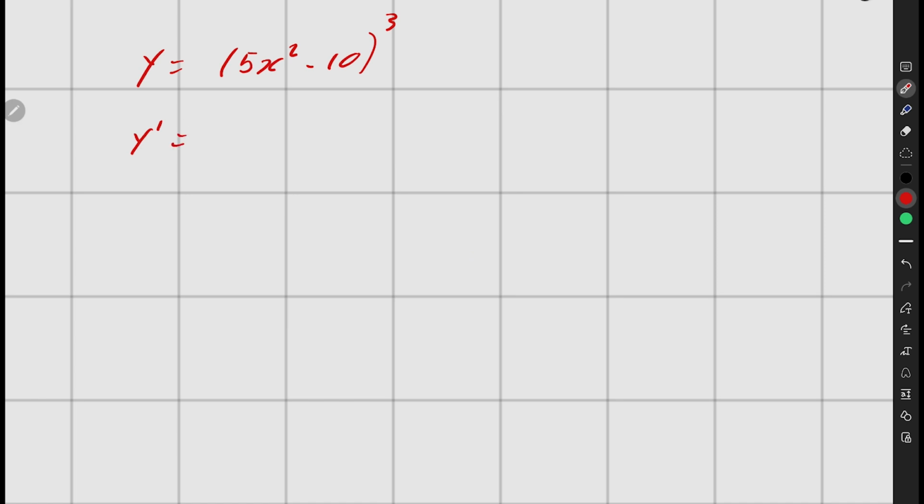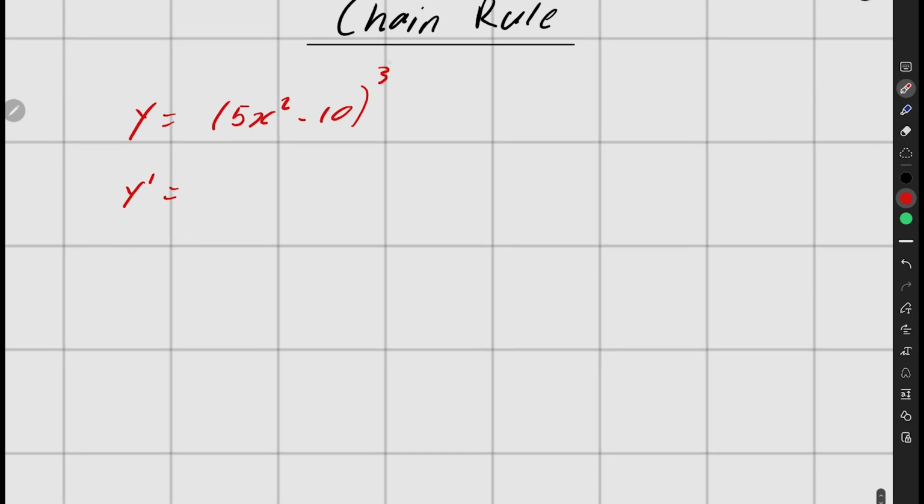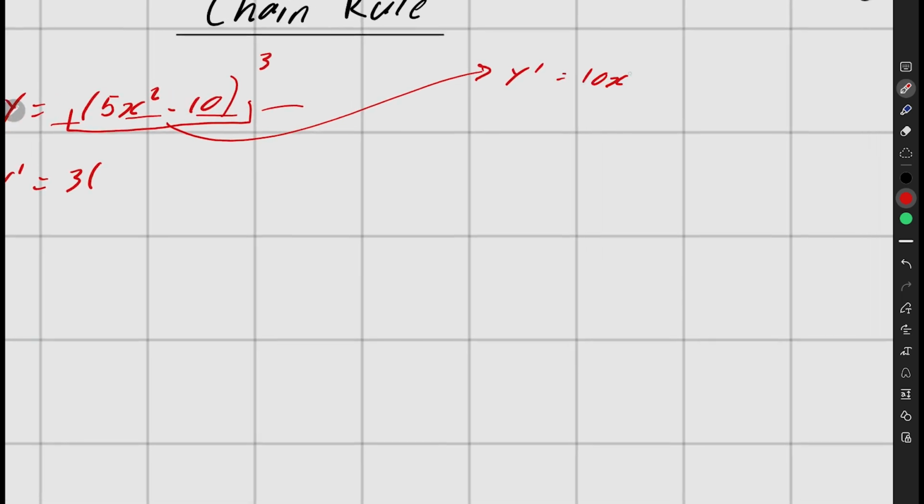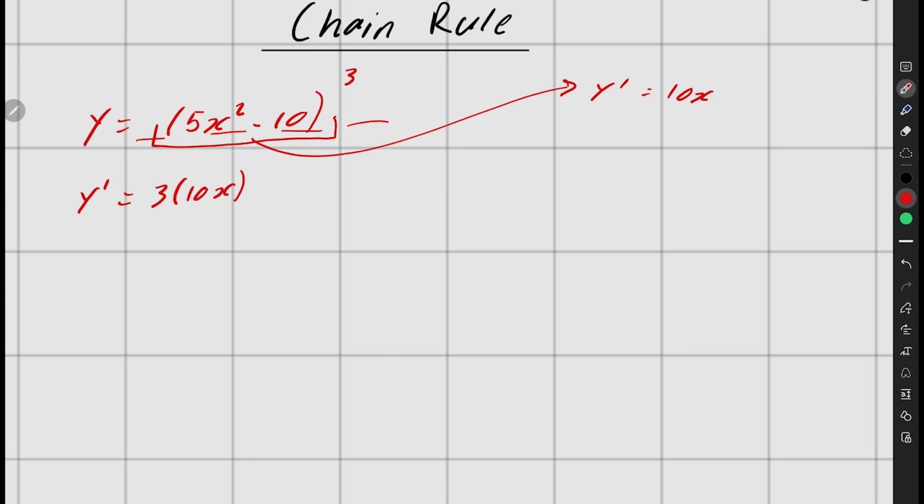So our derivative is going to be equal to, and what the chain rule says is we're going to take the power, which is cubed, so that's 3. Then we're going to multiply it by the derivative of the inner function. So let's find the derivative of the inner function. We know that's going to be 10x, and the 10 goes to 0 because it is a constant. So we're going to have 3 times 10x, and then what the chain rule says next, we need to keep the bracket the same, (5x squared minus 10), and we're going to take 1 from the power, 3 minus 1. This is the chain rule.